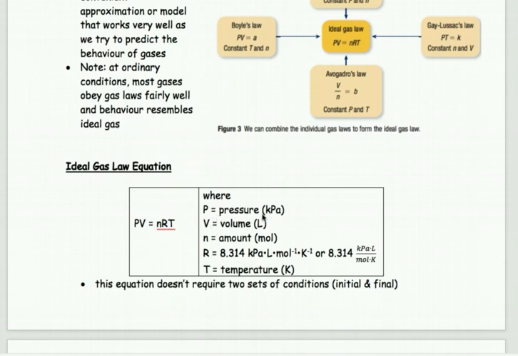Okay, so P is still pressure. We're going to use the kilopascals unit. Volume is liters, so this is why I kept saying, try to get comfortable with converting to these units, because we will be using them later. So in this equation, you have to use kilopascals and liters. Amount is still in moles, but there's this new value.